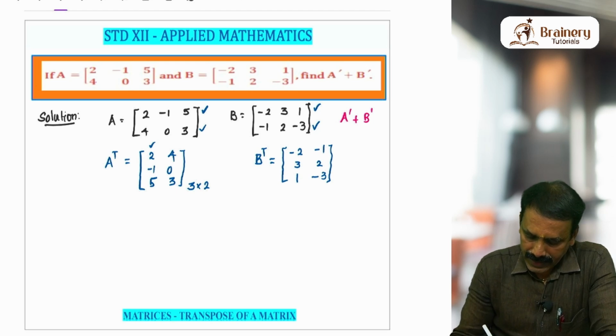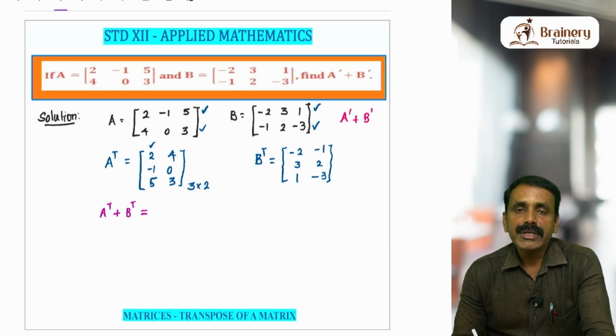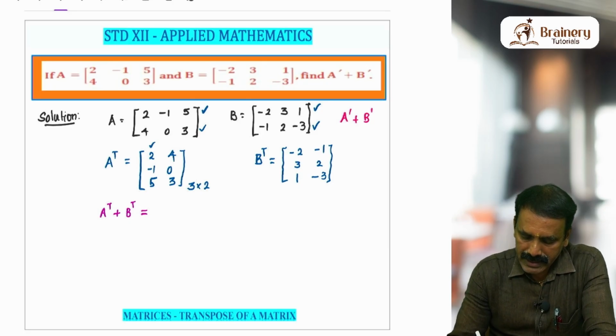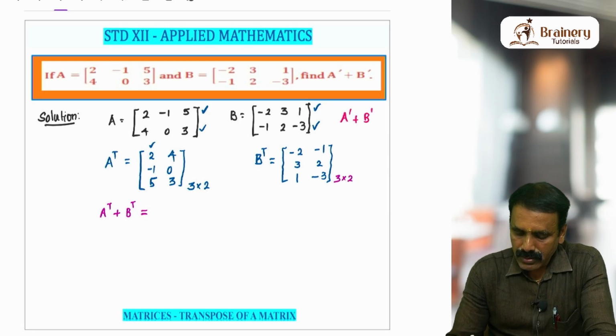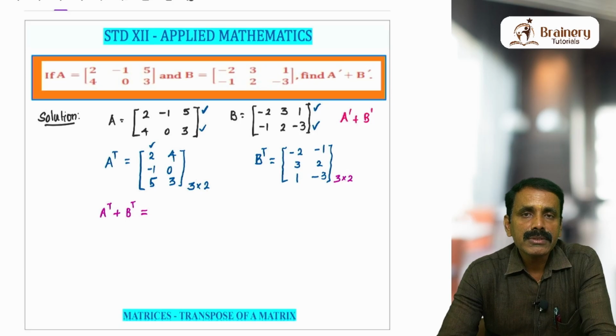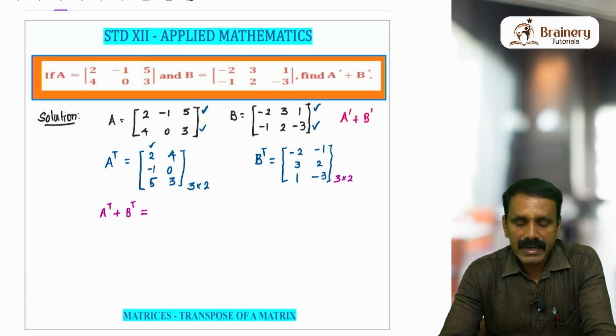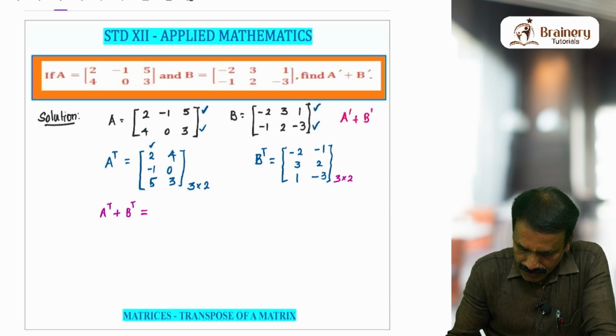Now we are going to find A transpose plus B transpose. Before adding, we have to check the order. This is a matrix of order 3 by 2. B transpose is also a matrix of order 3 by 2. So both the matrices are of the same order. A transpose and B transpose are of the same order, so we can add them. A transpose plus B transpose. So how to find it?